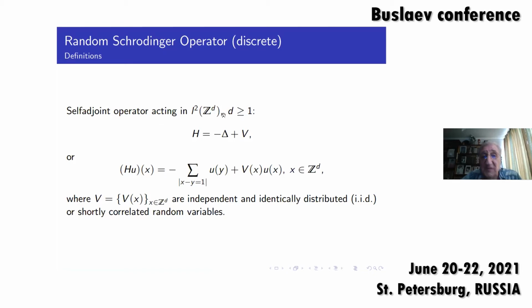You work in l2 of Z^d, just on the lattice, and your operator is the finite differences, the discrete Laplacian, plus multiplication by what? By independent, identically distributed, or more generally, shortly correlated random variables. I shouldn't explain in St. Petersburg what a Schrodinger operator is. Everybody knows the continuous Schrodinger operator, but this is its quite natural discrete analog, which is also interesting, but technically much simpler. Believe me, it is a good model to describe a lot of phenomena in these disordered materials.